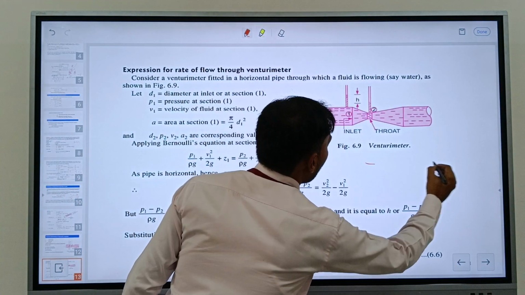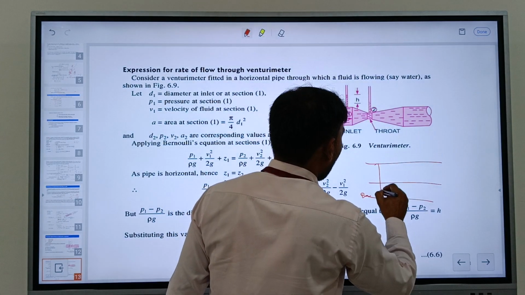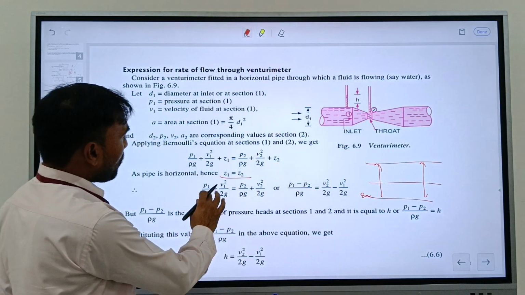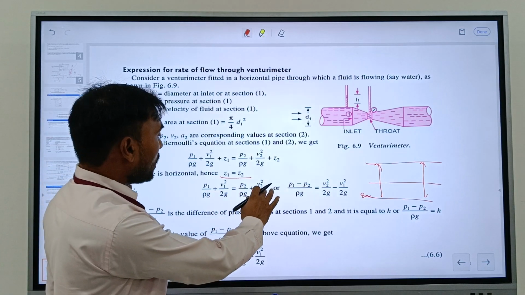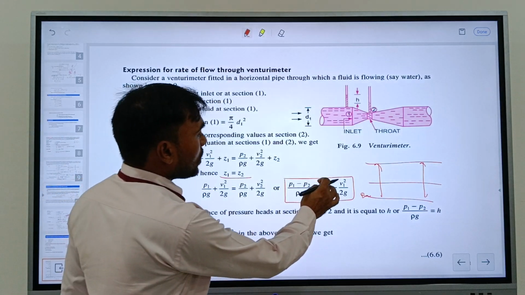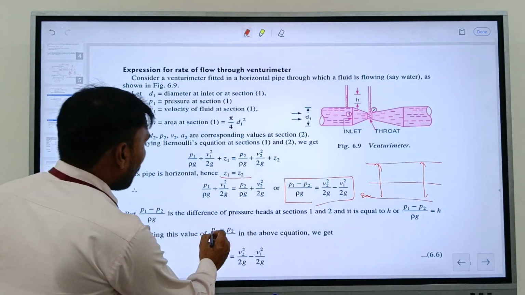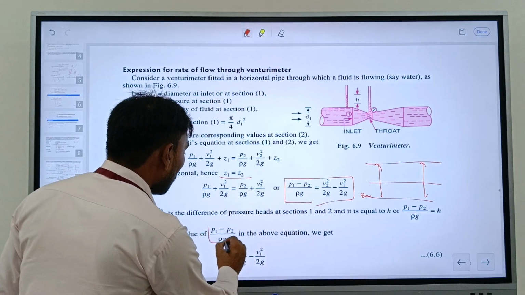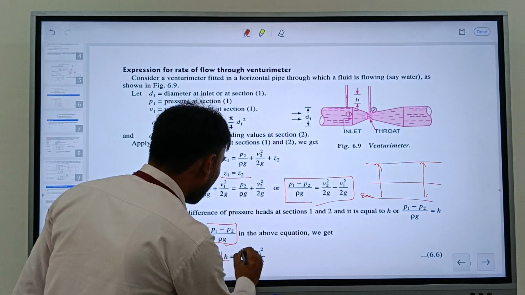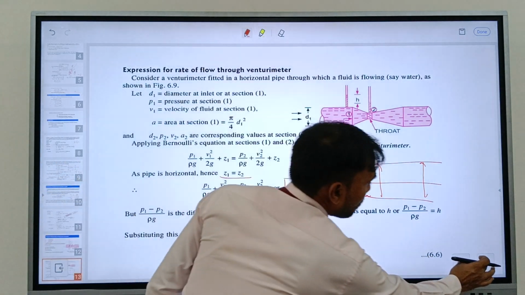Suppose the pipe is horizontal. This is the base or datum line. Then the height will remain constant, so Z1 will be equal to Z2. Further, the equation can be modified as P1 by rho g plus V1 squared by 2g equal to P2 by rho g plus V2 squared by 2g. Simplifying further, P1 minus P2 by rho g equals V2 squared by 2g minus V1 squared by 2g. Here P1 minus P2 by rho g is the difference of pressure head at sections 1 and 2, and it can be represented as small h, so h equals V2 squared by 2g minus V1 squared by 2g.